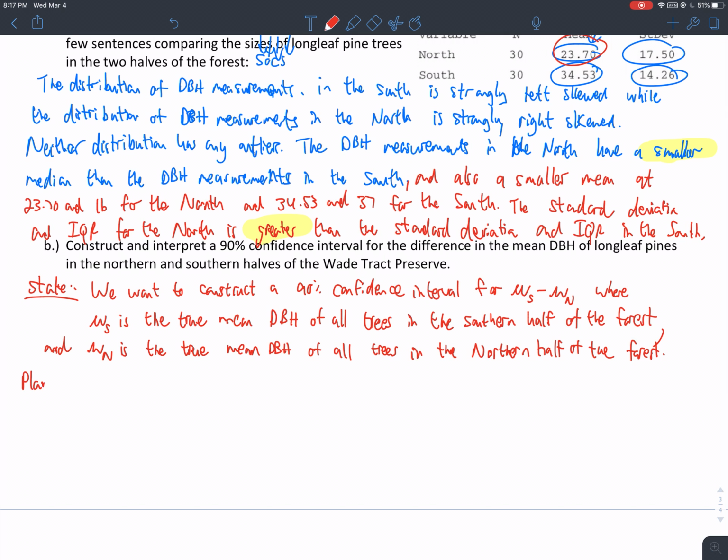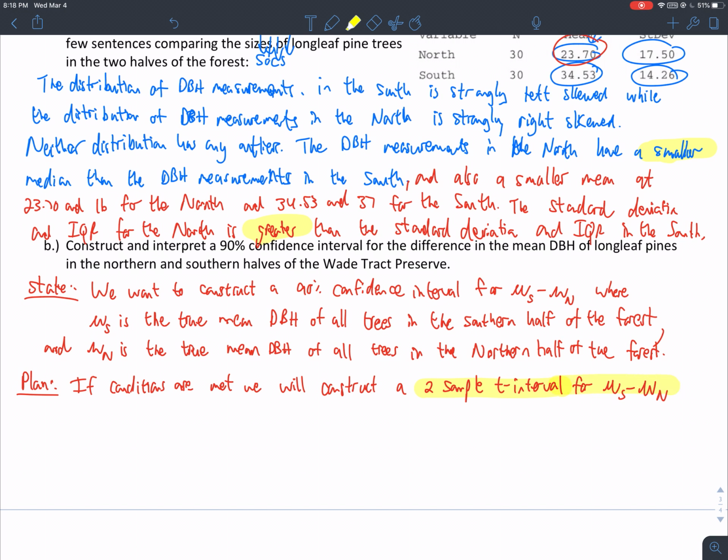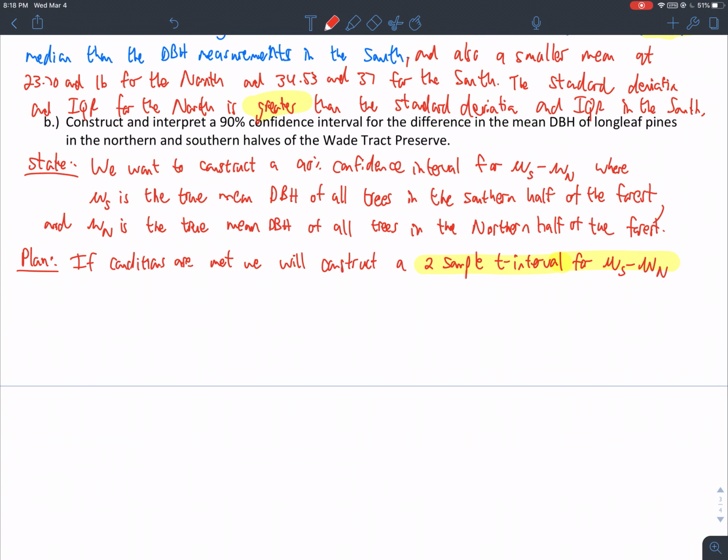All right, then plan, and we have to name our procedure if conditions are met. We will construct a 2-sample t-interval for mu sub s minus mu sub n. Okay, here's the name of our procedure, 2-sample t-interval for that. Alright, let's do conditions.